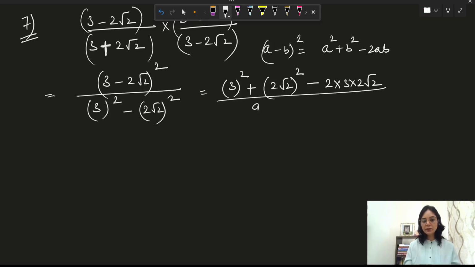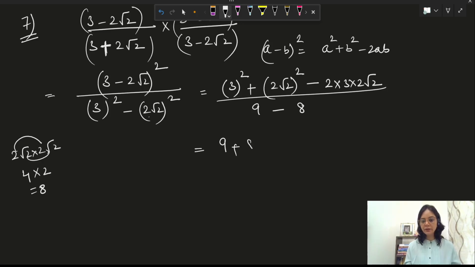What is 3 square? 9. How do you calculate the square of this? So 2 root 2 multiplied by 2 root 2. So what is 2 into 2? 4. Root 2 into root 2, 2. So it comes out to be 8. So the square of 2 root 2 is 8. The square of 3 you know is 9.